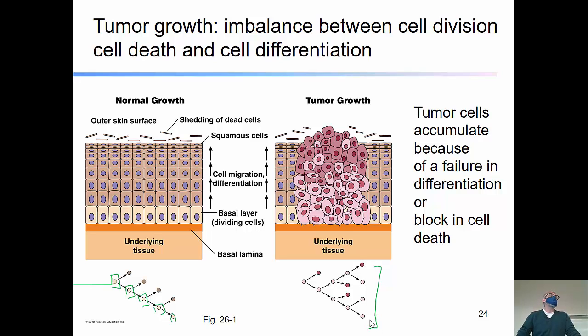Okay? And so we get this increased mass in the number of cells, and therefore the size of the particular tumor. And so this can be due to a failure of differentiation, meaning the cells maintain the ability to replicate, or a loss of cell death. So cells undergo programmed cell death to maintain the cell numbers in tissues, and that process can be lost.